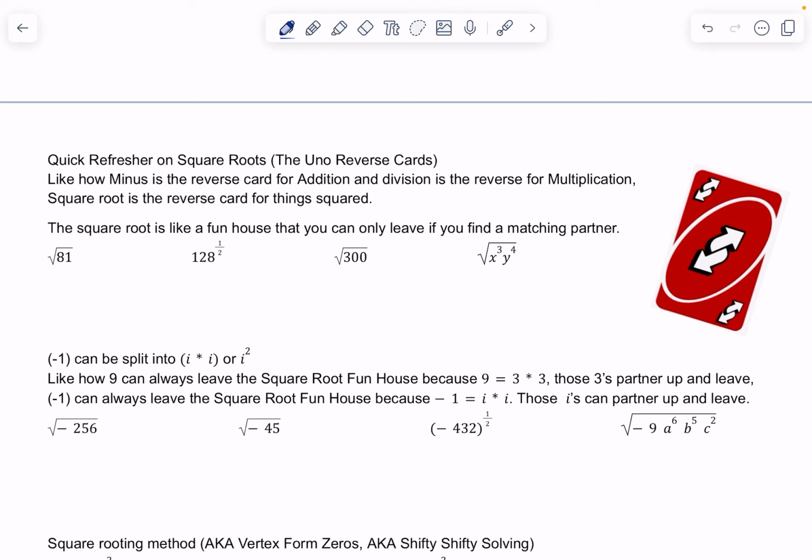All right, 81. That can split out to be 9 times 9. Oh, look, I have matching pairs. That's just going to be 9 on the outside.